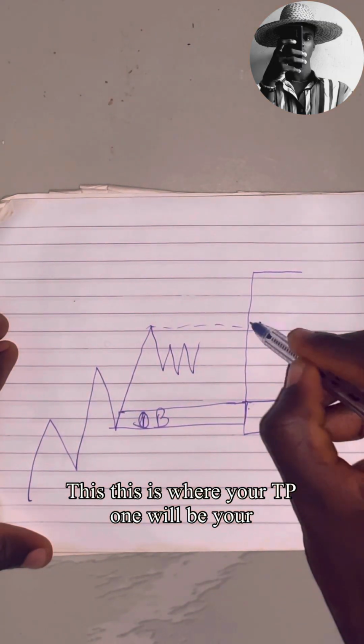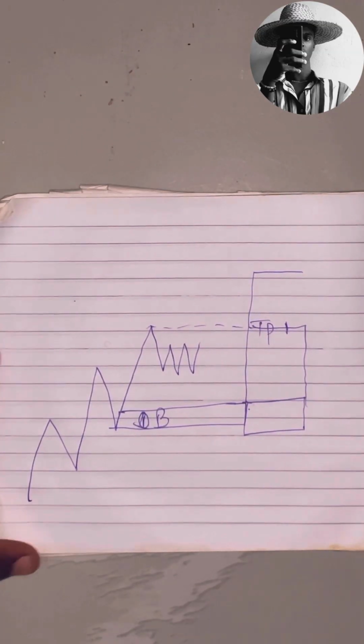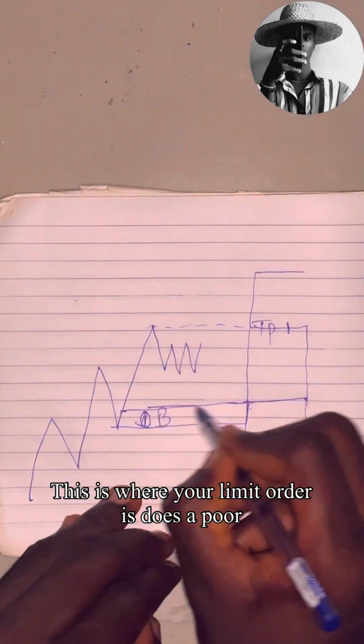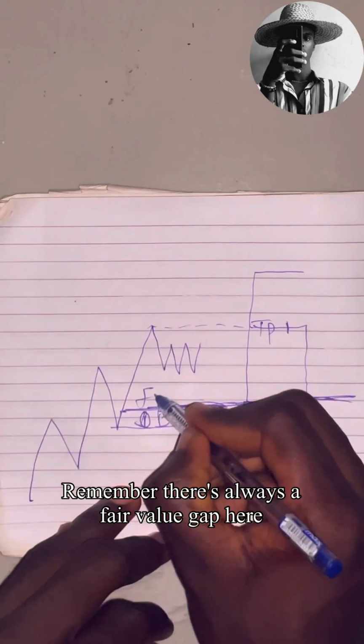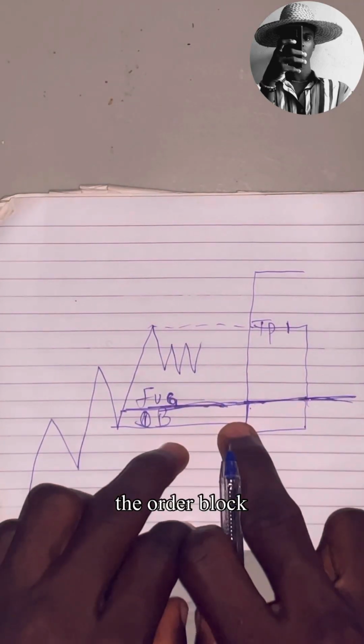This is where your TP1 will be, your first take profit. This is like a 1:3. So you can see, very clean setup. Then you have set your limit order. This is where your limit order is, just above this order block right here. Remember, there's always a fair value gap here to validate the order block. All right.